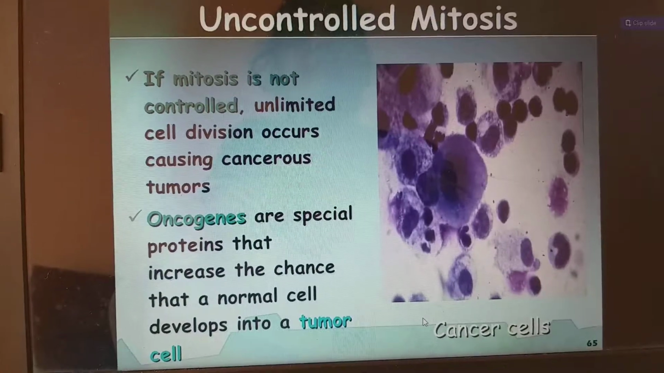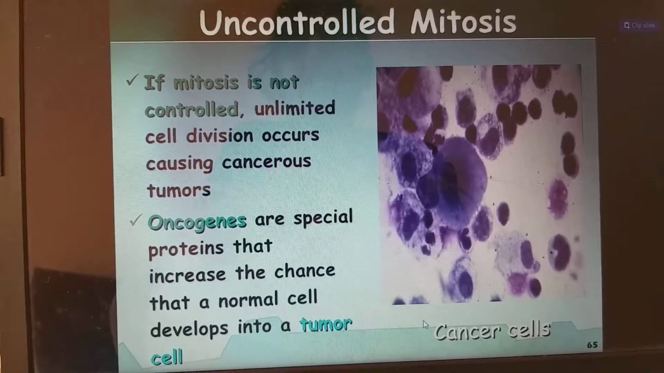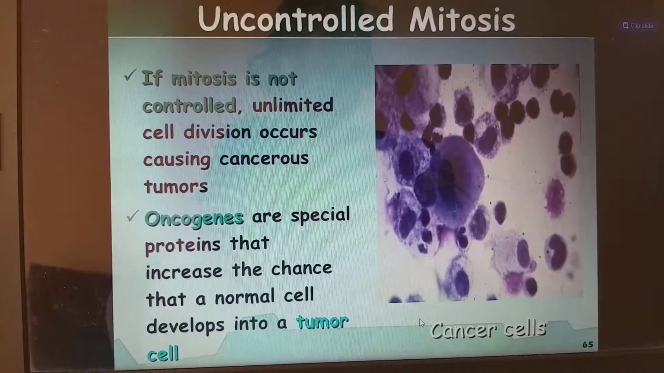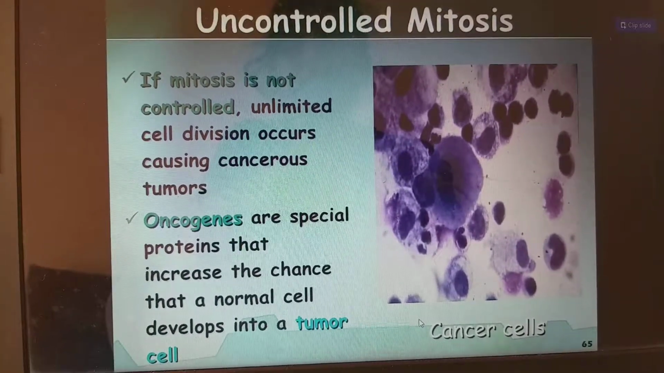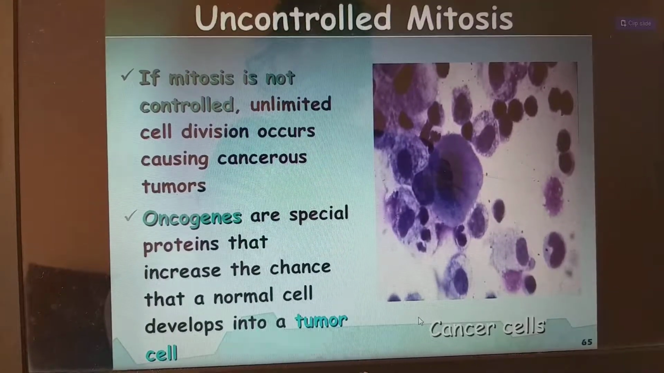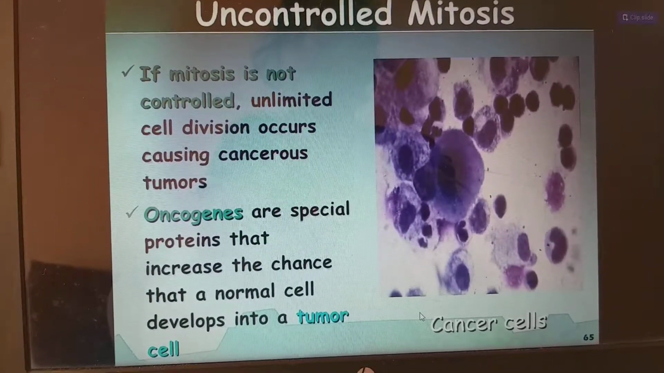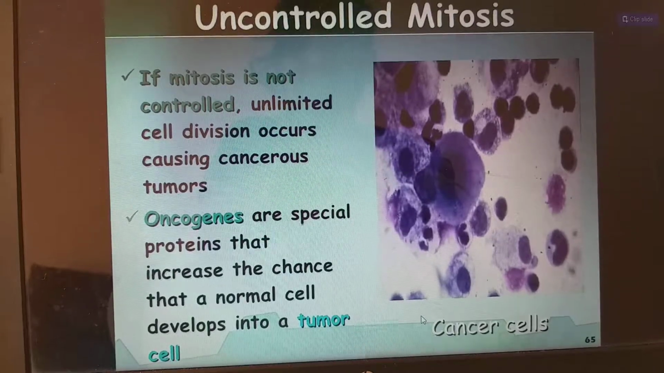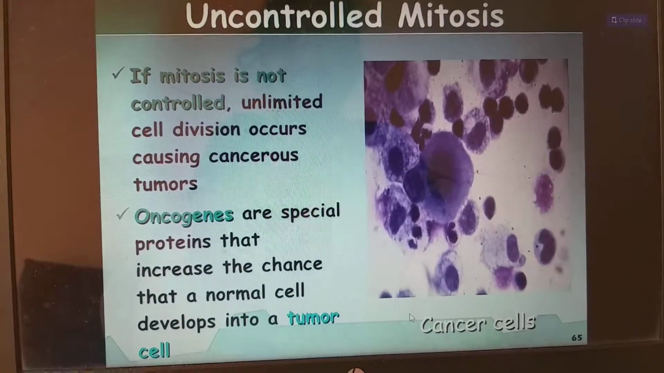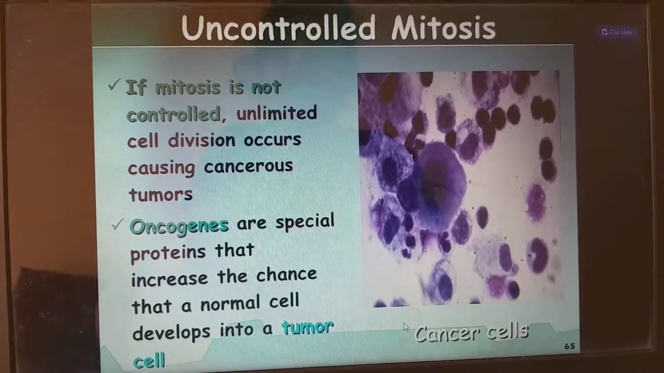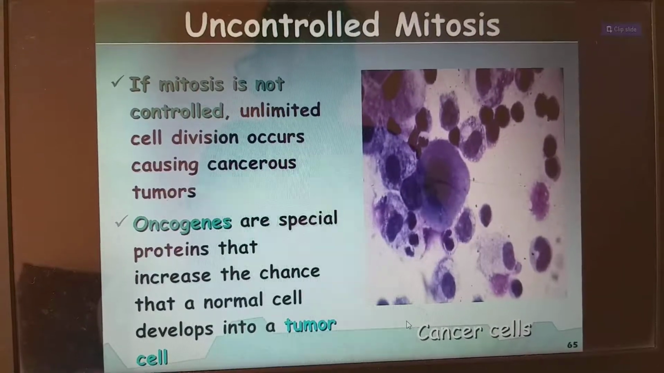Hello friends, now we are going to continue with the cell cycle and cell division. Now it is about uncontrolled mitosis. If mitosis is not controlled, unlimited cell division will occur, causing a cancerous tumor. So oncogenes are the special proteins that increase the chance that a normal cell develops into a tumor cell. Nothing but cancer. Cancer is nothing but uncontrolled mitosis, technically.